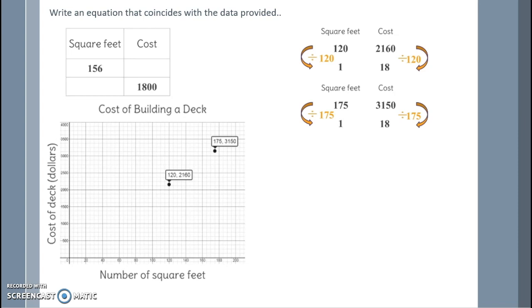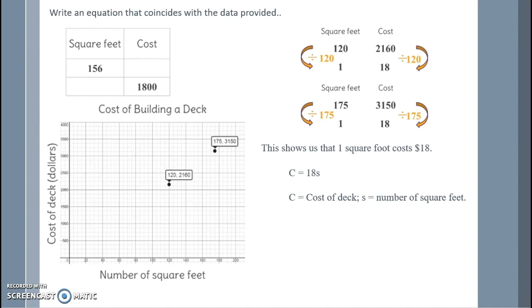So then we can use that information to fill in our table. This shows us that 1 square foot costs $18. So the cost is 18 times the square footage that we have, where C represents the cost of the deck and S equals the number of square feet.